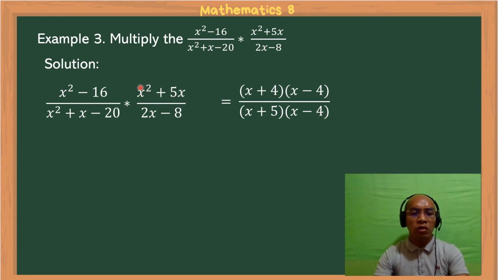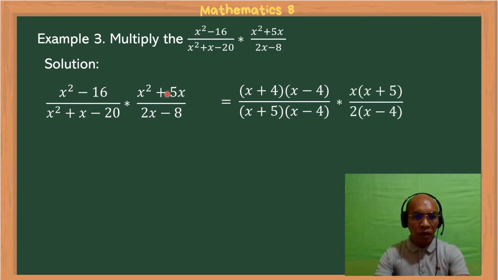For the second rational algebraic expression, this can be factored by common monomial factoring. The common monomial factor of x squared plus 5x is x. So x squared divided by x is x. Then 5x divided by x is 5. So this is the factored form of the numerator. Same is true with the denominator. The common factor of 2x and 8 is 2. So 2x divided by the common factor 2 would be x. Negative 8 divided by 2 is negative 4.